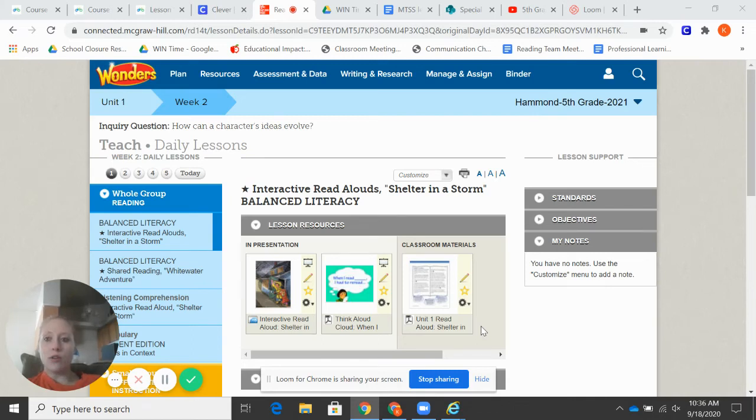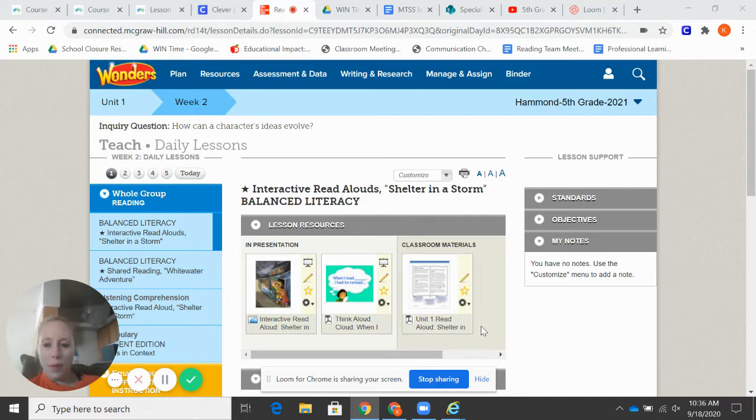Hammond. Our inquiry question for the week is, how can a character's ideas evolve? This was the same inquiry question as last week, so we're still working with the same one. We also worked with our genre of realistic fiction last week. We're going to be working with it again this week.